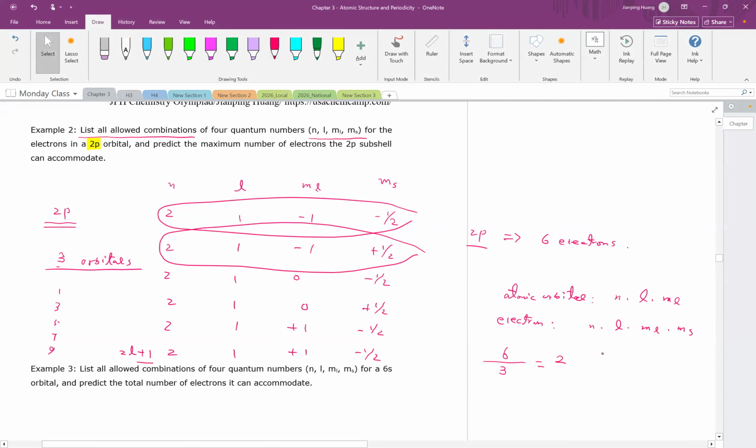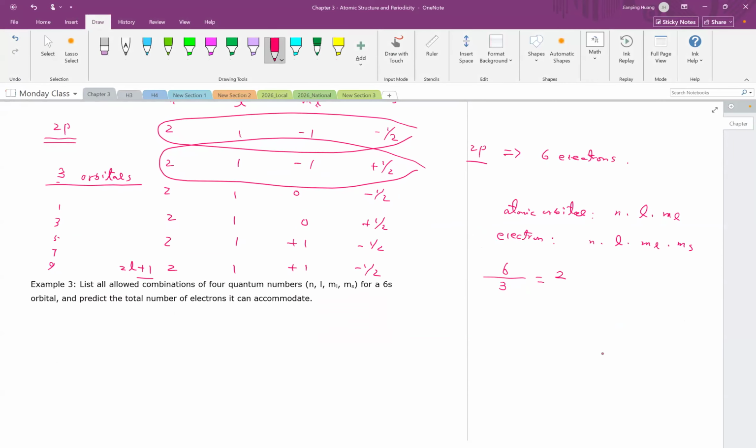Can I say each atomic orbital can hold 2 electrons? Can I say each atomic orbital can only hold 2 electrons, not 3, not 4. An atomic orbital can hold 1 electron. It's okay.